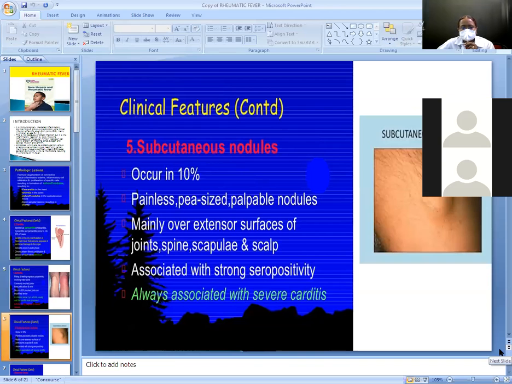Third clinical feature, formation of subcutaneous nodules. These are painless, pea-sized, palpable nodules, mainly over the extensor surfaces of the joints, spine, scapula, and skull, and they are associated with strong seropositivity and always associated with carditis. So, subcutaneous nodules.